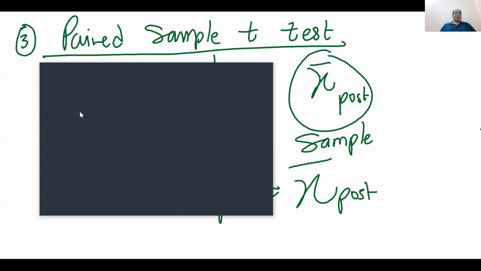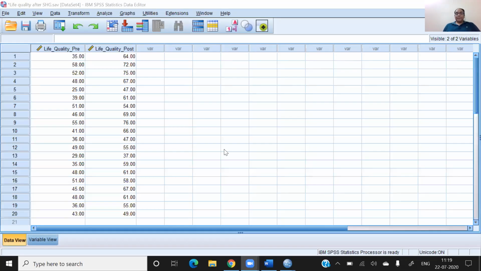Okay, now in this case, this is the data of a PhD program. This is just simple data. So we have the data of 20 people, and these are basically villagers. They were asked what is your quality of life before joining the self-help groups, and what is the quality of life after joining the self-help groups, right? So we have two means here. Let me share the file with you. So here we have two different means.